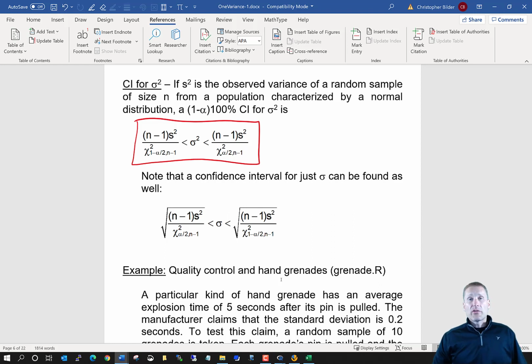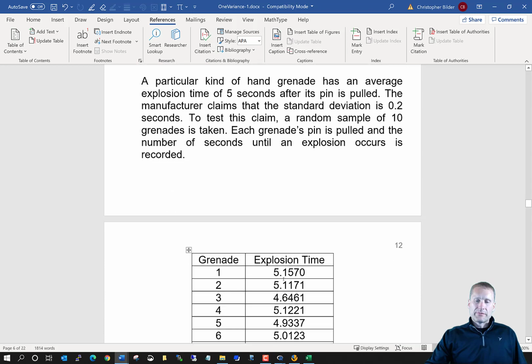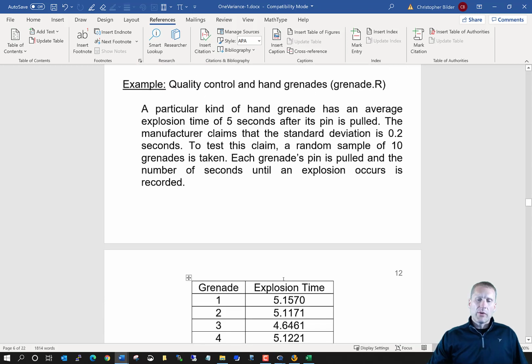Of course, we could also get a confidence interval for sigma itself, the standard deviation, by simply taking the square root of both the lower bound and the upper bound. Okay, so let's put this to an application. This deals with quality control and hand grenades. I think after you see this example, you'll see that it's very important to make inferences about a variance or standard deviation.